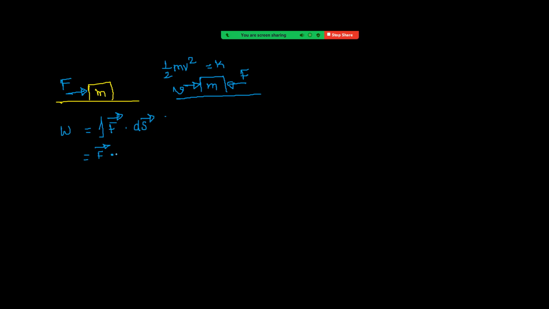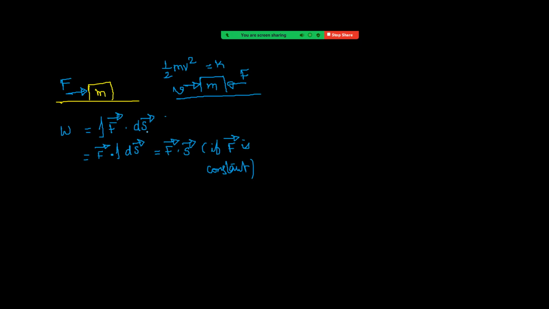It becomes now F bar dot integration of ds bar. Integration of ds bar, that means it is equal to F bar dot S bar. So this is if F bar is constant. See carefully how it is defined. Work done by a force on a particle is defined as line integral F bar dot ds bar.